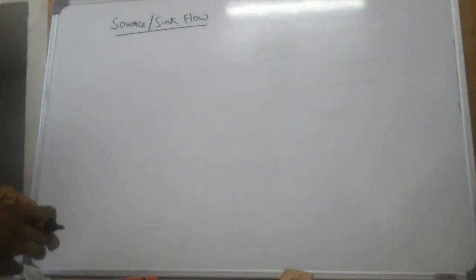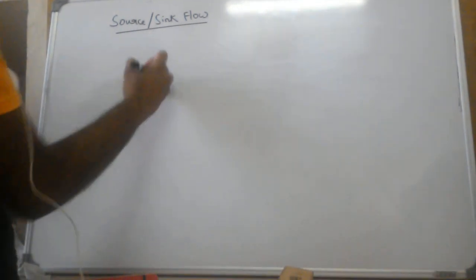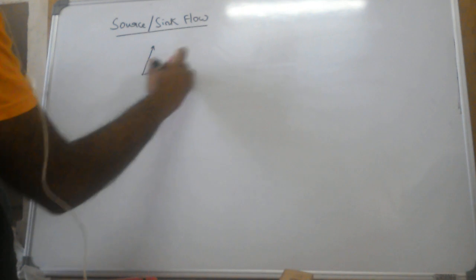Keeping that in mind, we have dealt with one such elementary flow, which was the uniform flow. In this video, we will be looking at another very important elementary flow, which is called the source and the sink flow. The source flow looks like this.